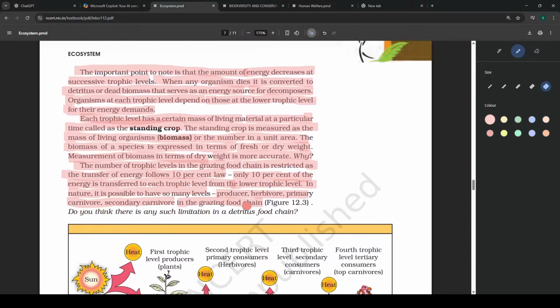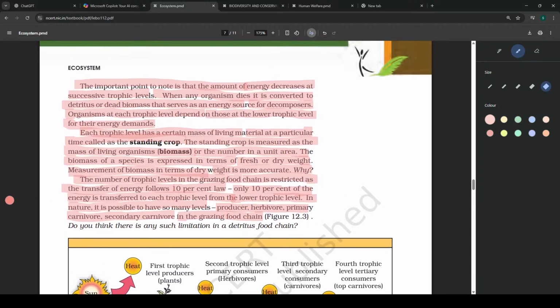Very basic example. The important point to note in energy flow is that energy decreases at successive trophic levels. We will know more about this as we see the ecological pyramids. This is known as the 10% law. The amount of energy decreases as we go from one trophic level to the other. When any organism dies, it is converted into detritus, dead biomass, which will serve as an energy source for decomposers. Organisms at each trophic level depend on those at the lower trophic level for their energy demands.